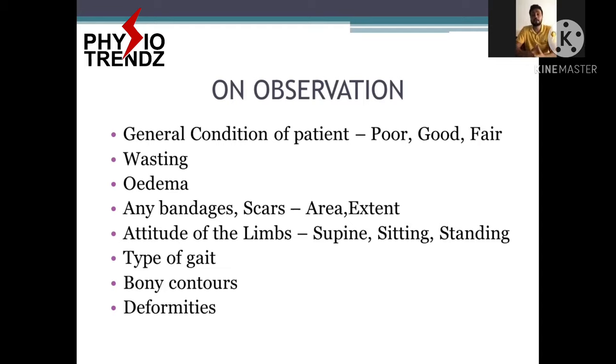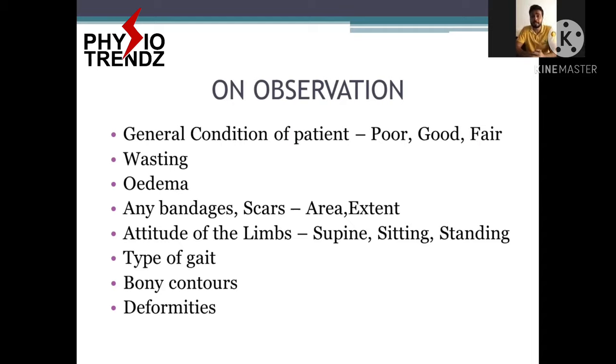Attitude of the limb. Now, this is a very important factor that we have to take in whichever position the patient is. If the patient is in supine lying position, then in supine lying, what is the attitude of the affected limb, we have to write that down. If not supine, then standing position, or else sitting position. In any position the patient is in, in that particular position, we have to find out the attitude of the limb.